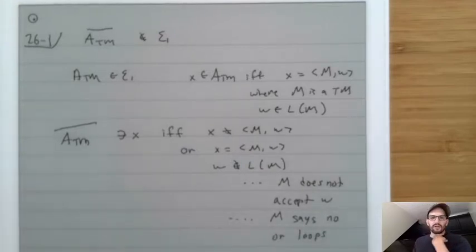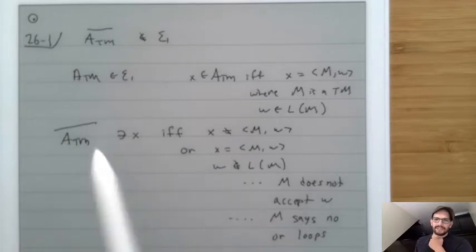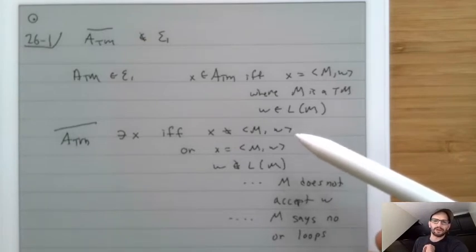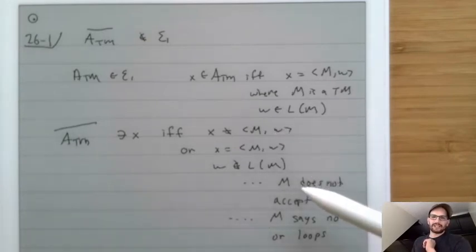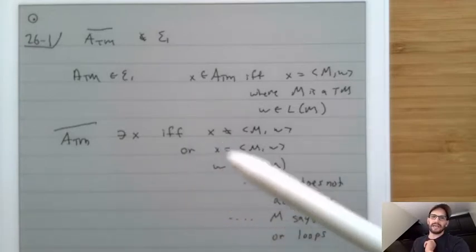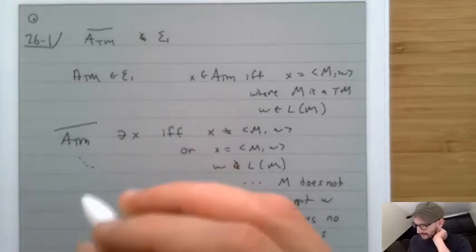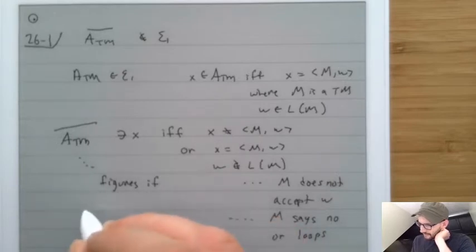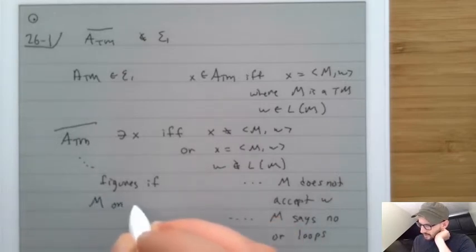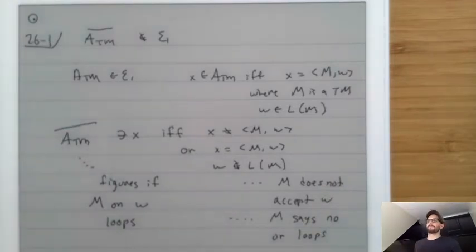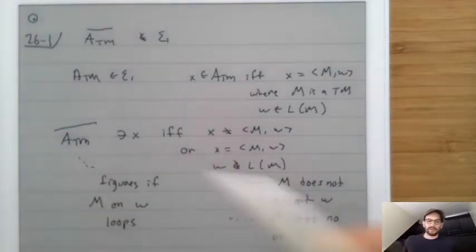Okay? So basically what not ATM does, there's a trivial thing that it does, which is it checks to make sure the encoding is valid. Okay, so that's boring. The next thing that it does is it checks to make sure that M doesn't accept. Also boring. The more interesting thing that it does is it checks to see if M loops. So what not ATM does is it figures out if M on w loops.